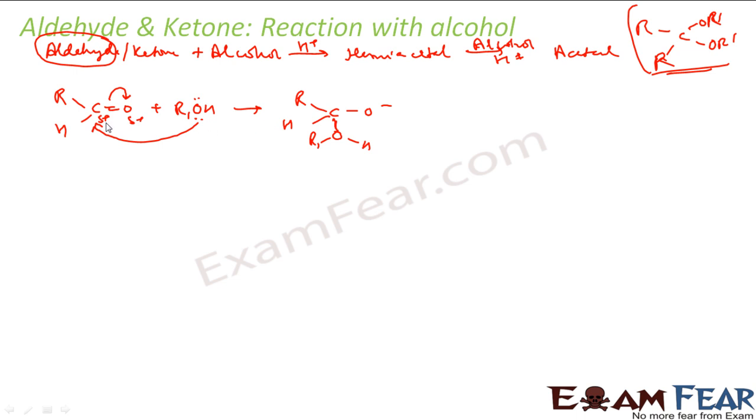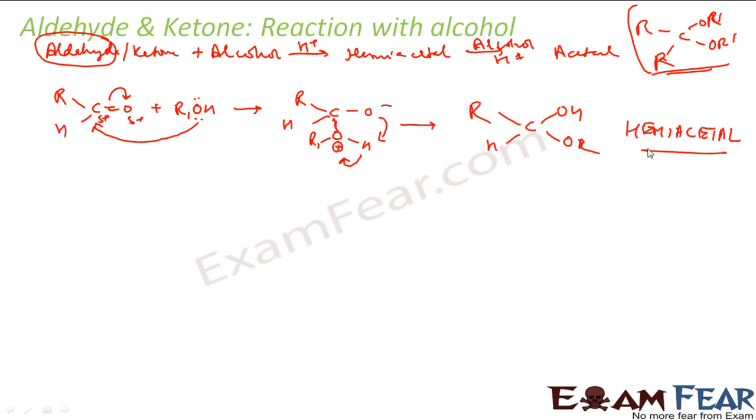Now since oxygen is giving electron, it gets a positive charge. Somebody has to leave, so H plus says okay, I leave and join this O minus. So this bond breaks in this fashion, and this O minus will attract this H. So this becomes R, CH, OH and OR. This is called hemiacetal. Now this reaction happens in equilibrium actually. It's all an equilibrium reaction.